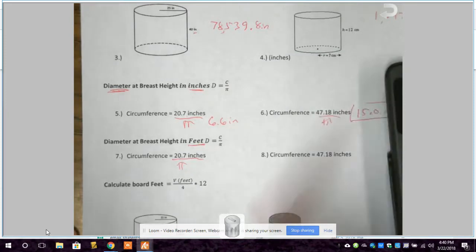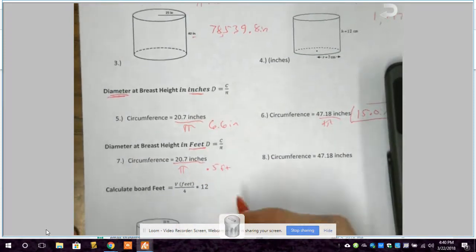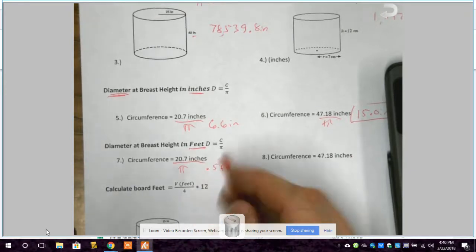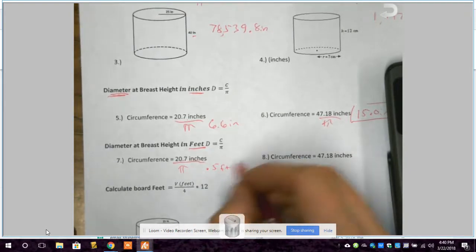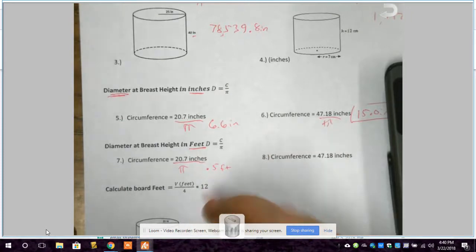Okay, so basically 0.5 feet. Because this is in inches, and for every 1 foot there are 12 inches, I have to divide it by 12.